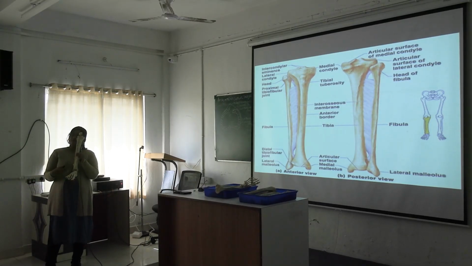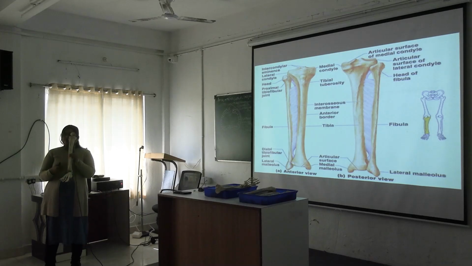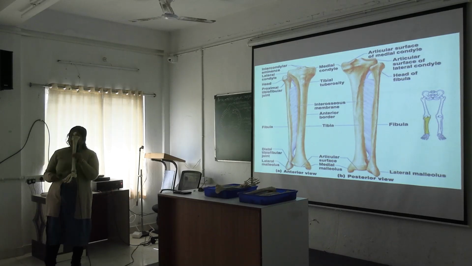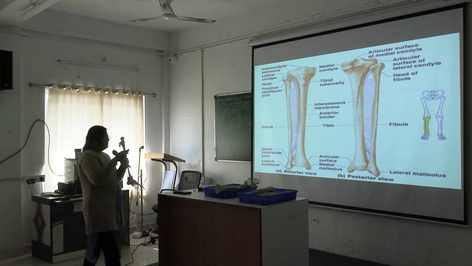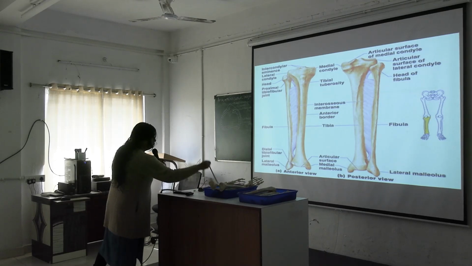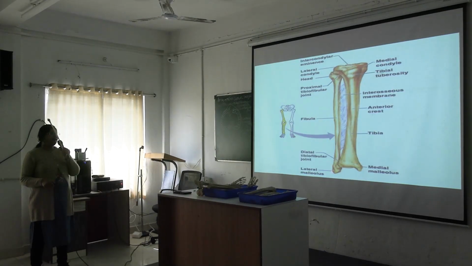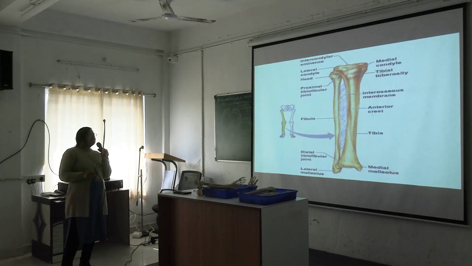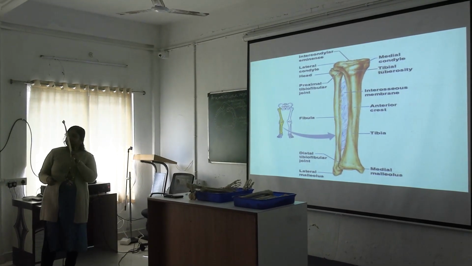At the lower end of the tibia, it articulates forming the tibiofibular mortise, and articulates with the talus. This one is the talus. Yesterday you have seen the bones of the foot. So it is forming the ankle joint. This is the lateral malleolus. Lateral malleolus is part of the fibula. Medial malleolus is part of the tibia.